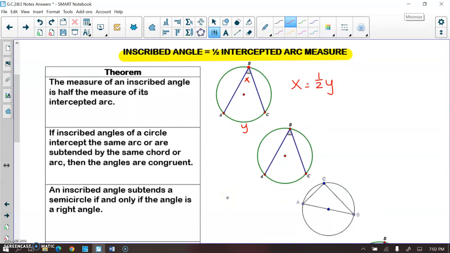If inscribed angles of a circle intersect the same arc or are subtended by the same chord or arc, then the angles are congruent. What I mean by this is if I have this inscribed angle, but if I have another inscribed angle, let's say over here, that intersects this same exact arc. So both of those inscribed angles intersect this arc right here, and that means both of those inscribed angles are equal or congruent.